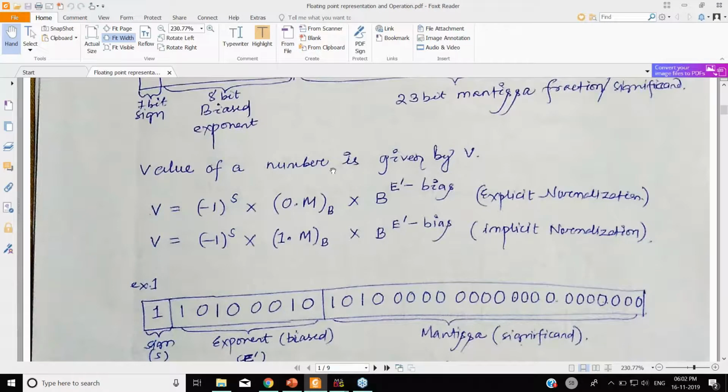The value of a given number, as I've already told you, always relates to the base 10 value. If I have a binary representation and I ask the value, then I'm asking for the value to the base 10. So here the value can be obtained like this: minus 1 to the power s. S is the sign bit. If the sign bit is 0, this will become 1, so it is a positive number. If the sign bit is 1, then this will become negative 1.